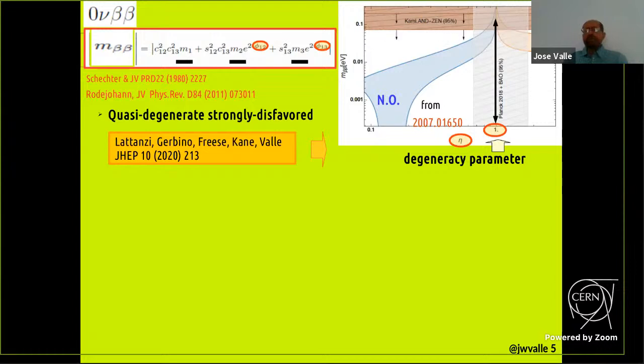Experimentally, we have already the brown band ruled out by the KamLAND-Zen measurement. And in the recent study with these people, we have analyzed the cosmological restrictions, which basically rule out the vertical band that you see here. So altogether, quasi-degeneracy is strongly disfavored.